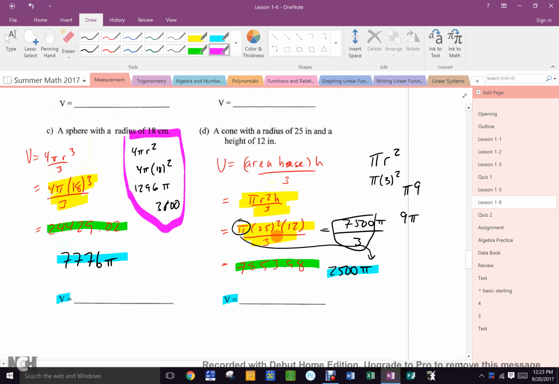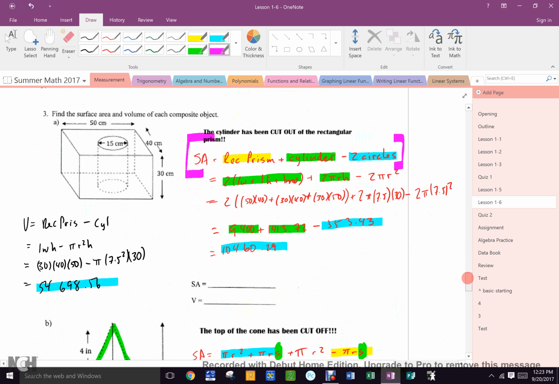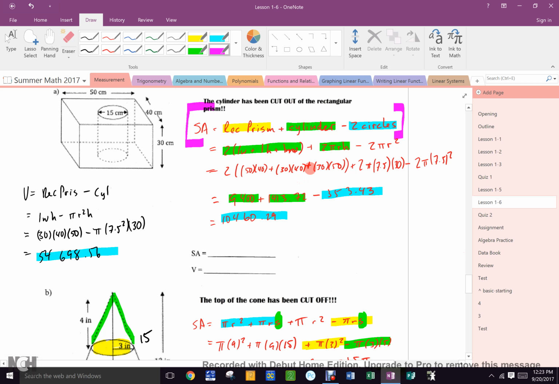These are the volumes. A couple of people did surface area, so I put that answer out there for them. I'll let that sit for a minute. This is where it starts to get difficult.